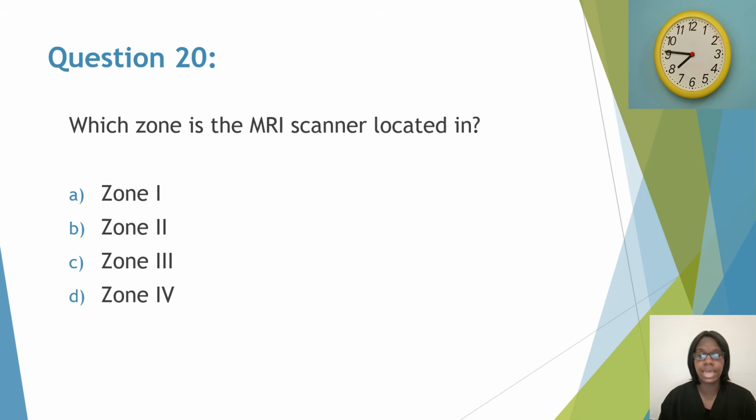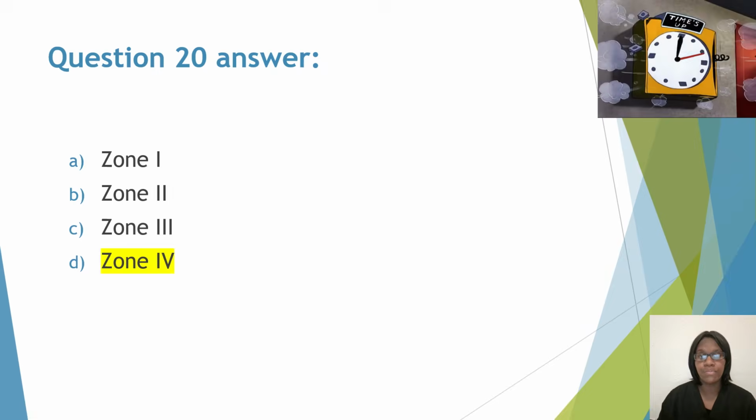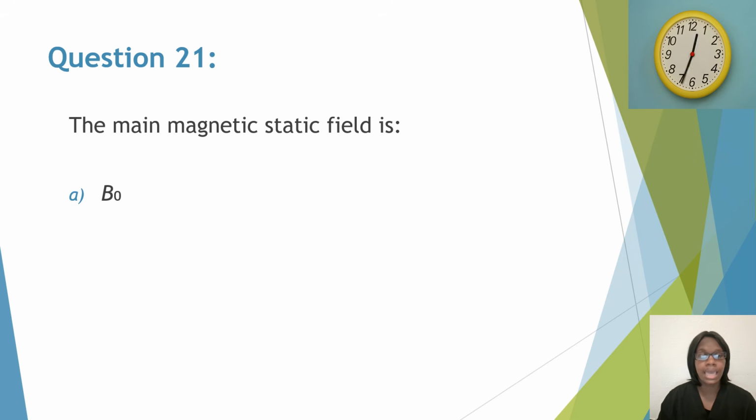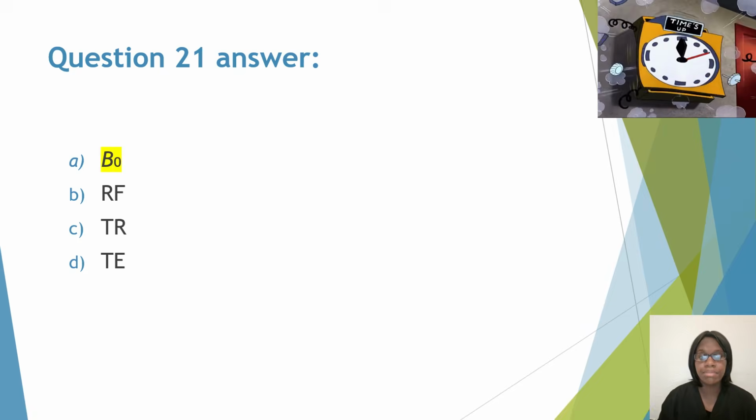All right, the correct answer is D, zone 4. Question 21. The main magnetic static field is A, B0, B, RF, C, TR, D, TE. All right, the correct answer is A, B0.